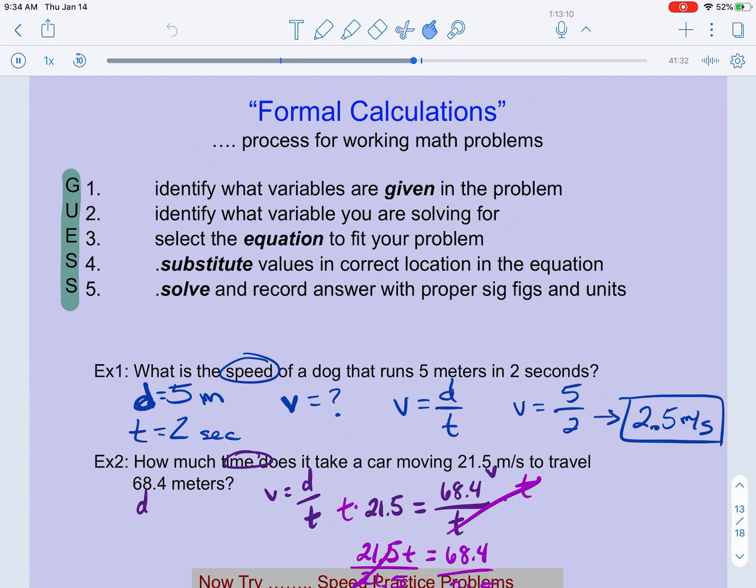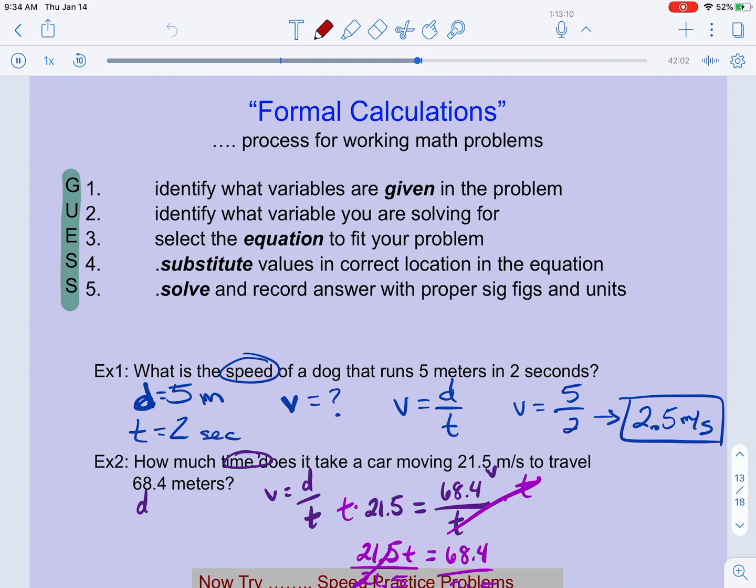D is on my list as being 5 meters. So I'm going to take this D and I'm going to replace it with the value that I have listed. My T is on my list as being 2 seconds. So I'm going to take this T and I'm going to replace it with the value that's listed. That's the purpose of the substitution. Now I have a math problem. What's 5 divided by 2? 2.5.